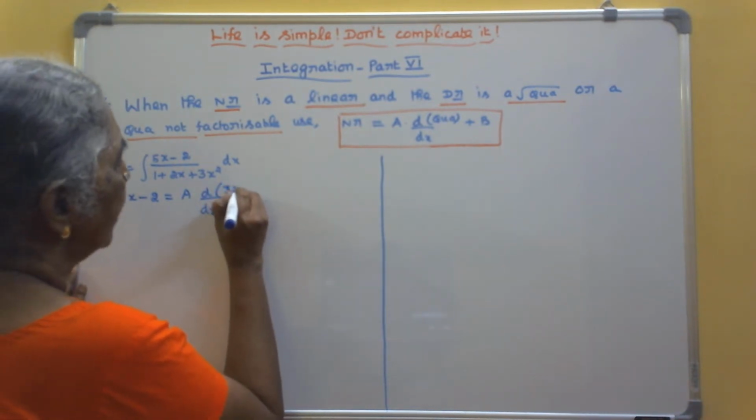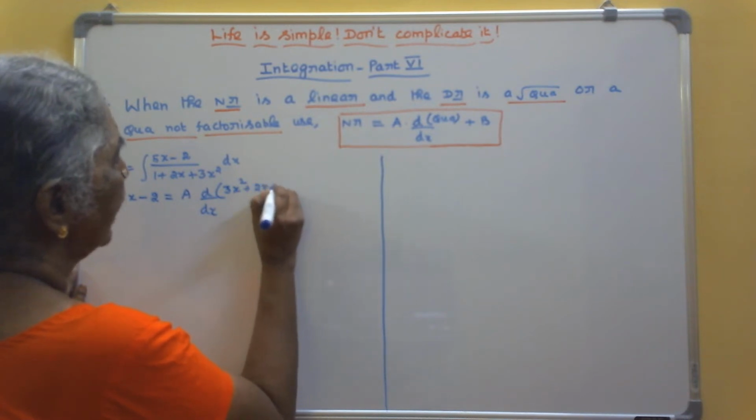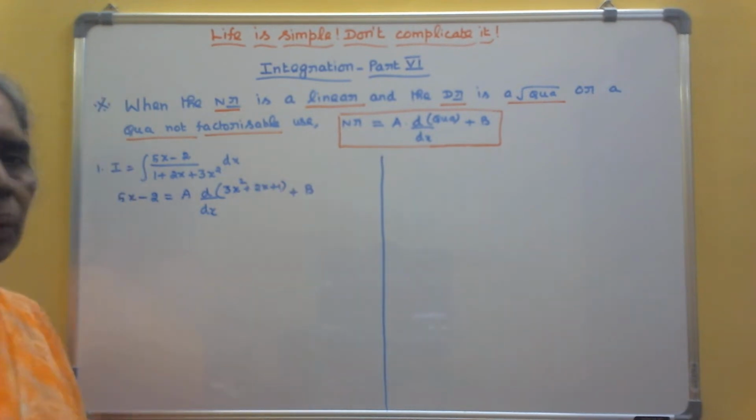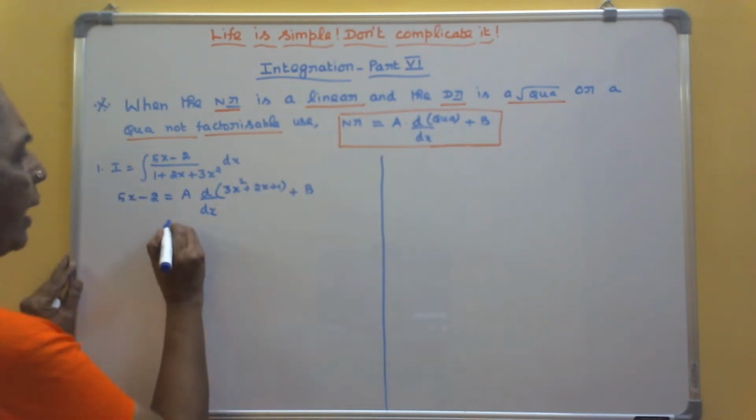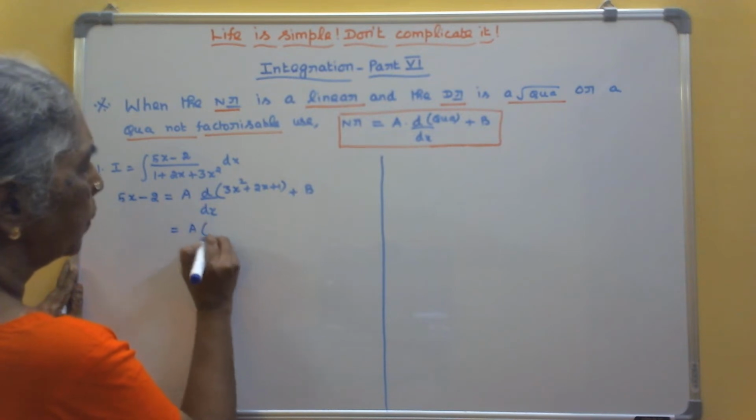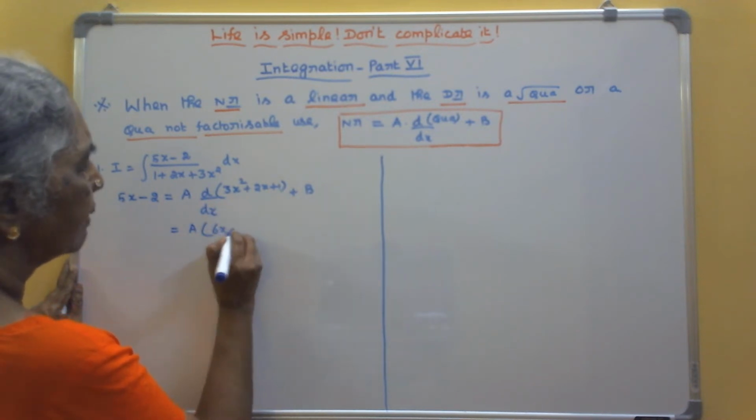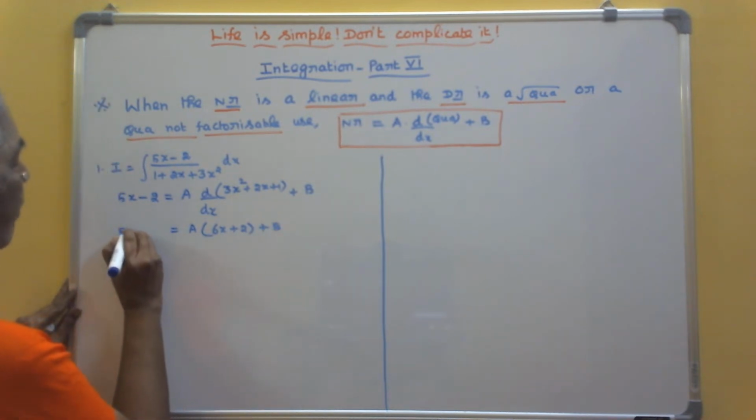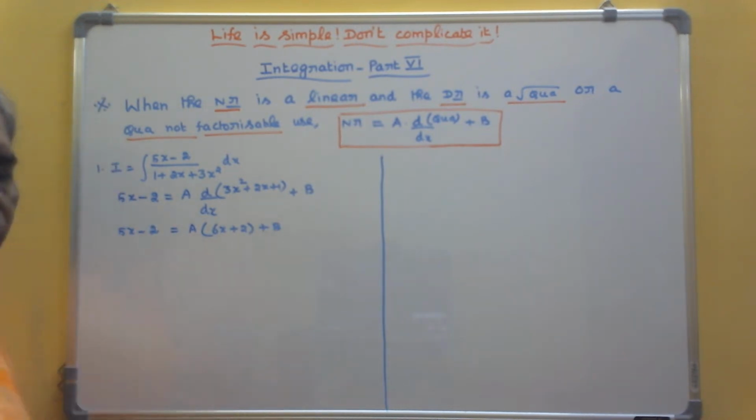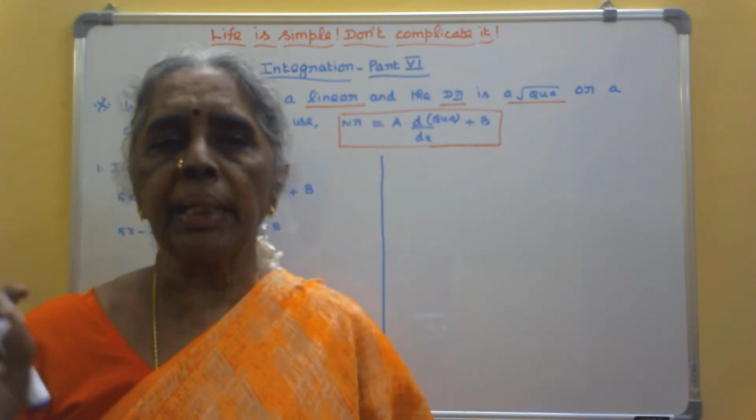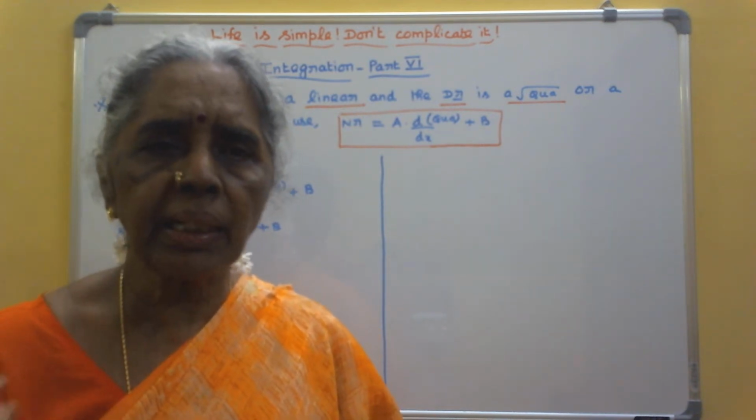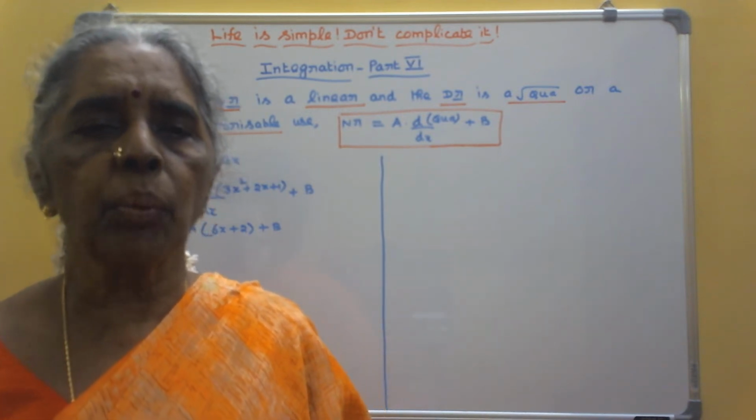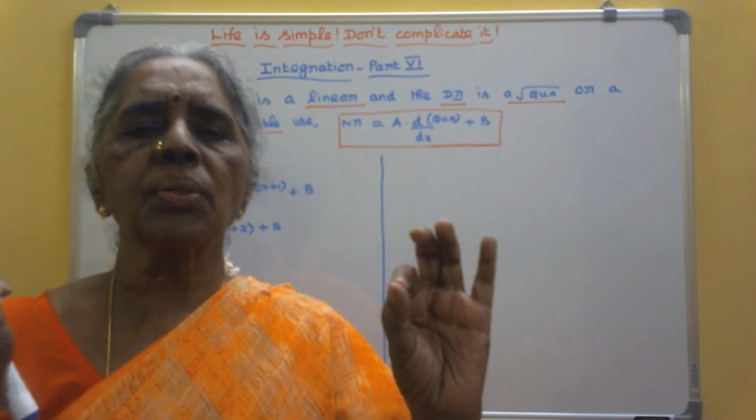Okay. So 3x squared plus 2x plus 1, plus some other constant b. Now that will be equal to a into, if you differentiate, you will get 6x plus 2, plus b. Here you have 5x minus 2. Now I am going to equate the coefficient of x on both the LHS and RHS, and I am going to equate the constant terms.